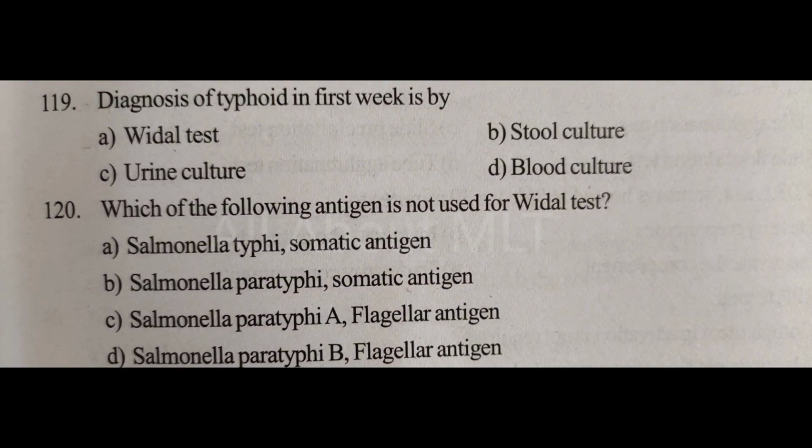Diagnosis of typhoid in first week is by: option A, Vidal test; option B, stool culture; option C, urine culture; option D, blood culture. Answer is option D, blood culture. Which of the following antigen is not used for Vidal test? Option A, Salmonella typhi somatic antigen; option B, Salmonella paratyphi somatic antigen; option C, Salmonella paratyphi A flagellar antigen; option D, Salmonella paratyphi B flagellar antigen. Answer is option B, Salmonella paratyphi somatic antigen.